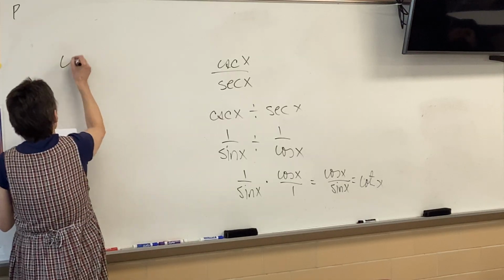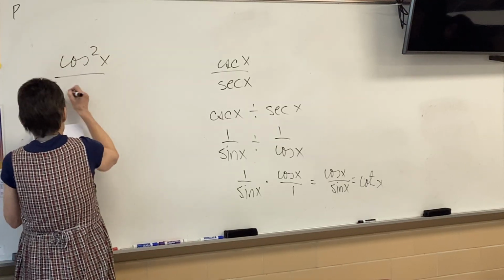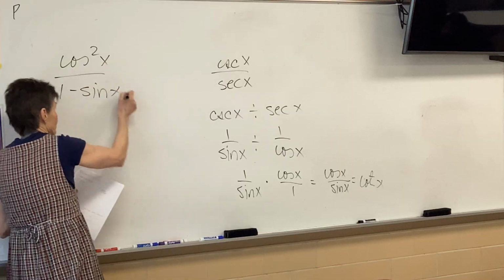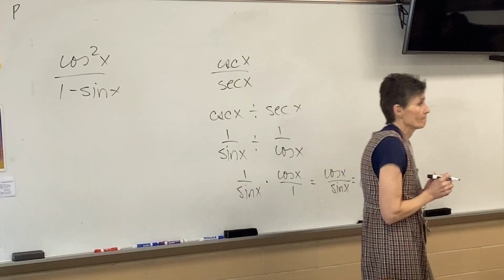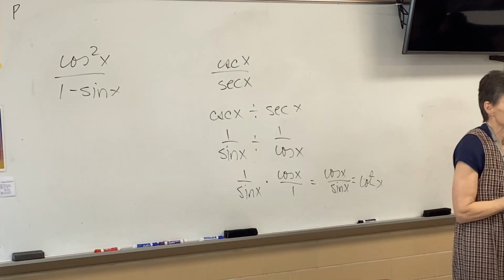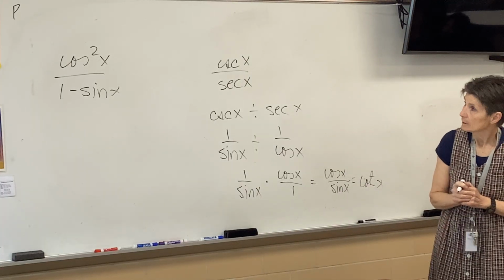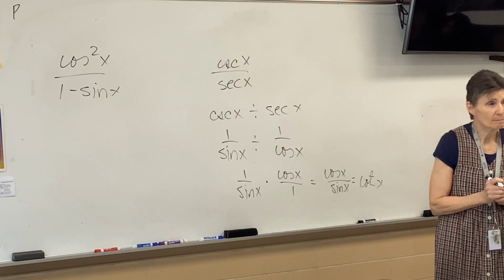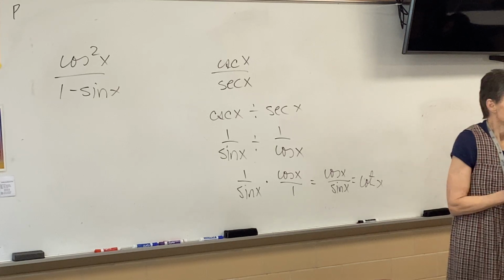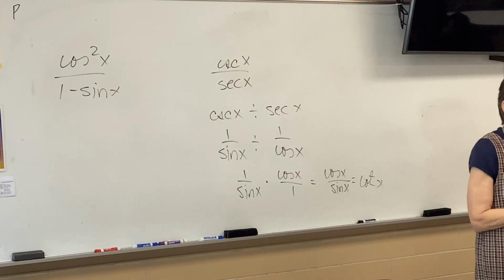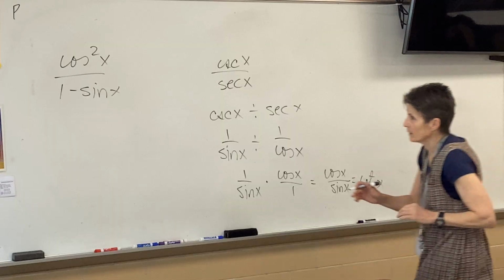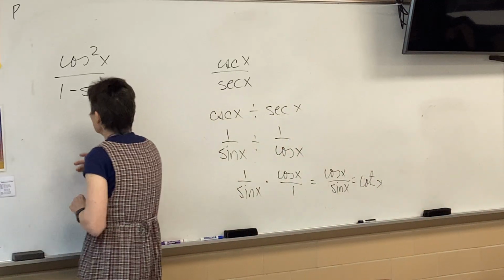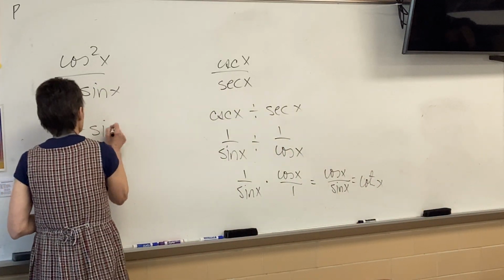All right, B, cosine squared over 1 minus sine. Change the top into sine squared. What am I gonna change the top into? It isn't sine squared, it is 1 minus sine squared. So cosine squared is 1 minus sine squared.